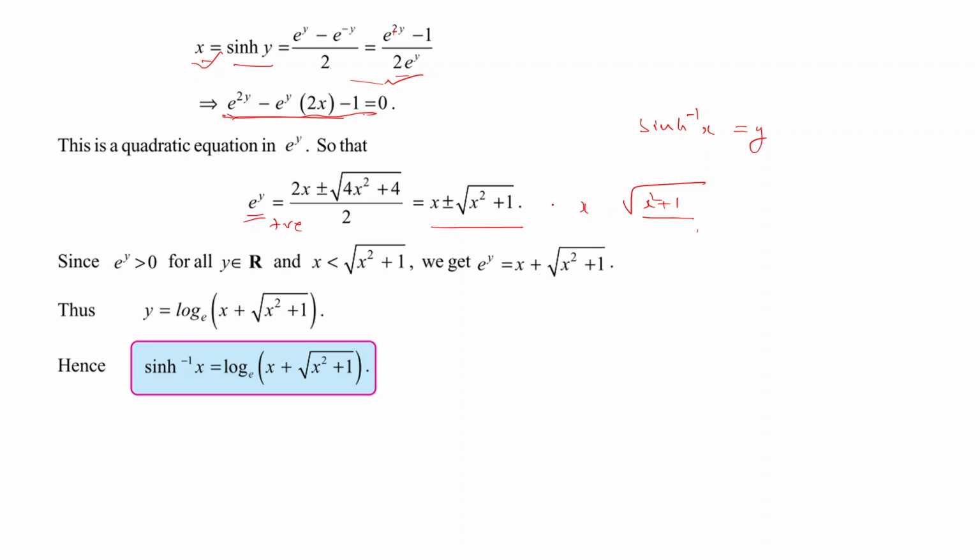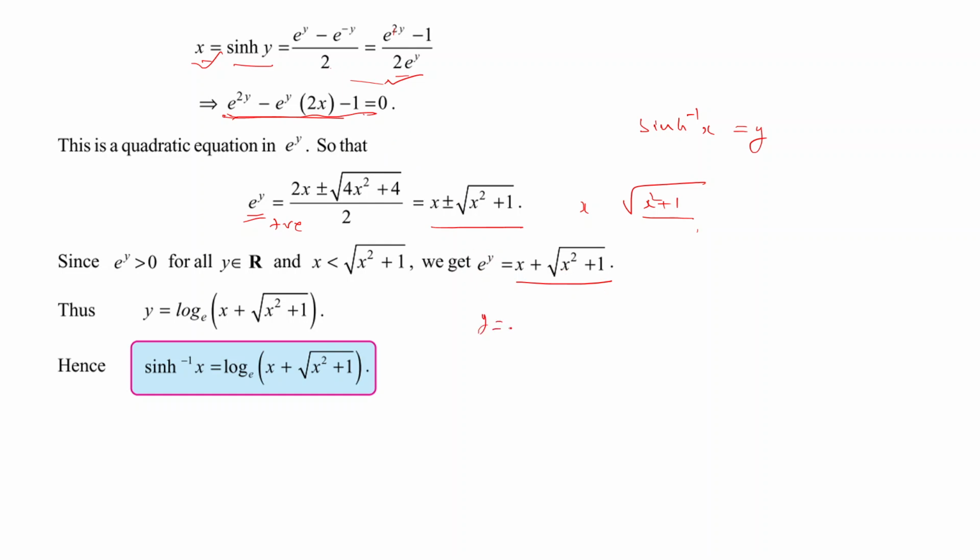X square plus 1 is greater. So that's why x minus under root x square plus 1 will be negative, so we are discarding this. We are taking e power y as positive, only the positive part, that is this. Basically, we are taking only the positive root, which is this. What does that mean?